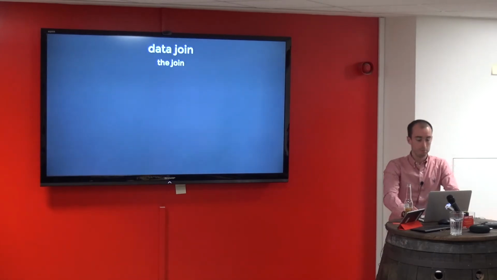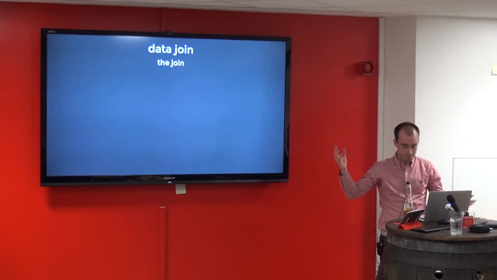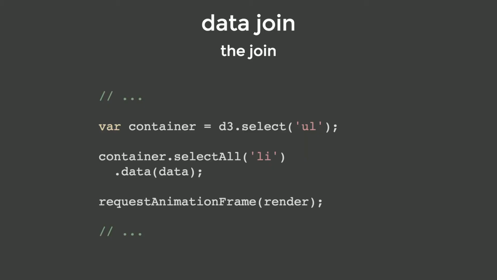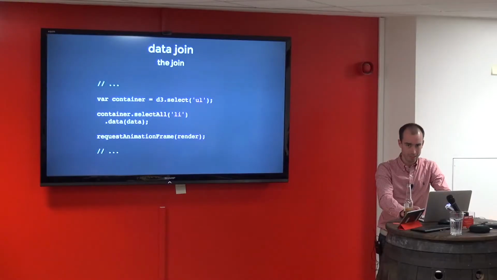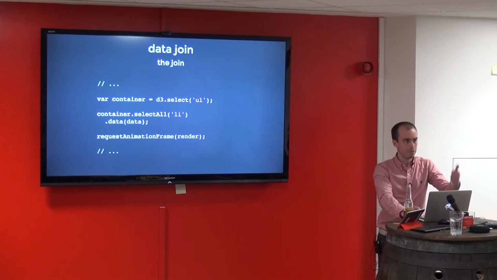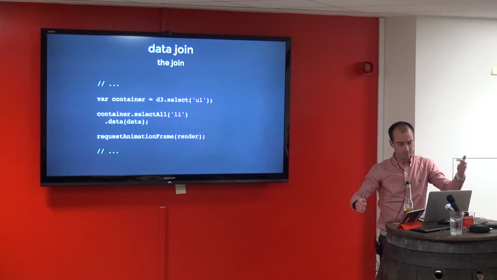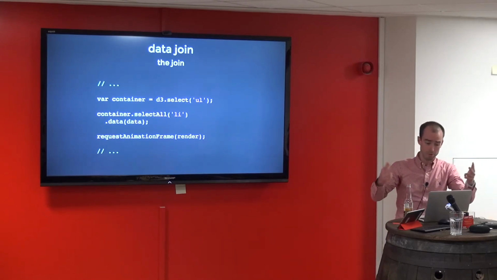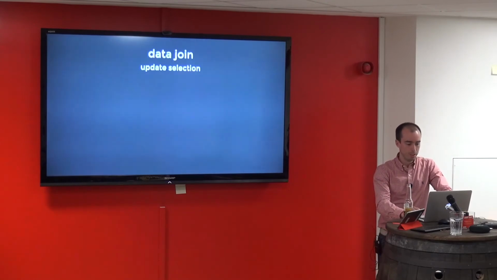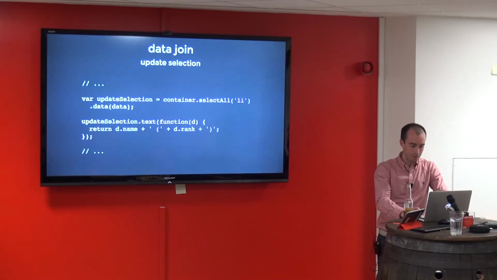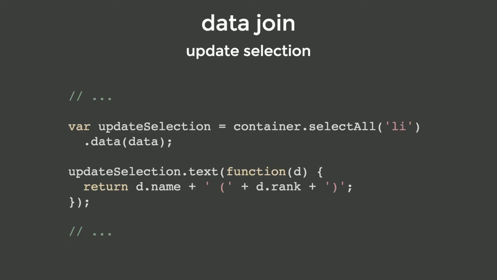Then we actually want to perform the join. So the join is taking the data and taking the DOM nodes and merging them together. So you do that with the data. So far so good. So what we expect to happen is it will take the first DOM node, take the first data item, combine them, the second DOM node, second data item, combine them, third DOM node, third data item, combine them. But there's no point in doing that if we don't act on it or do something. So let's set the text to be the name and the rank of the crew member.